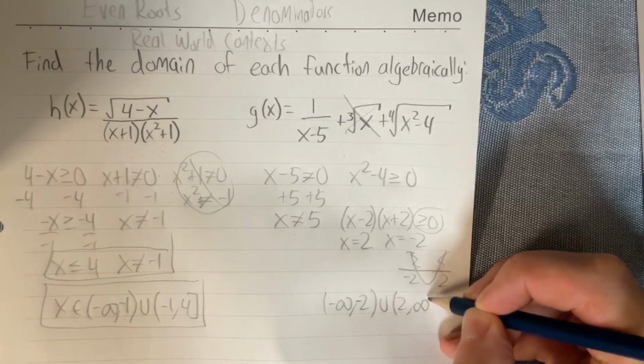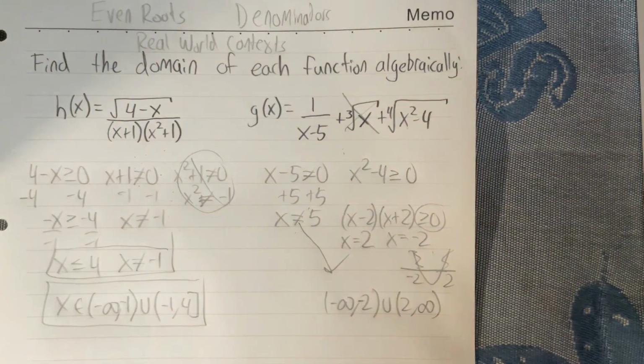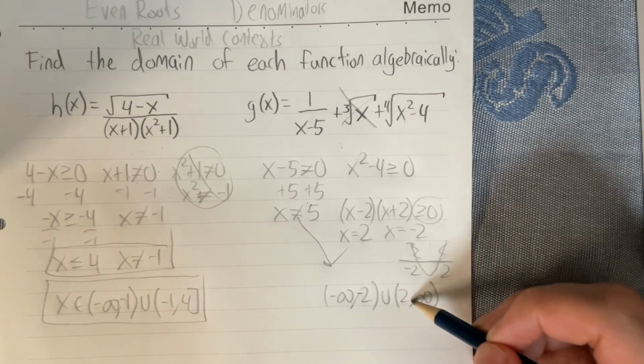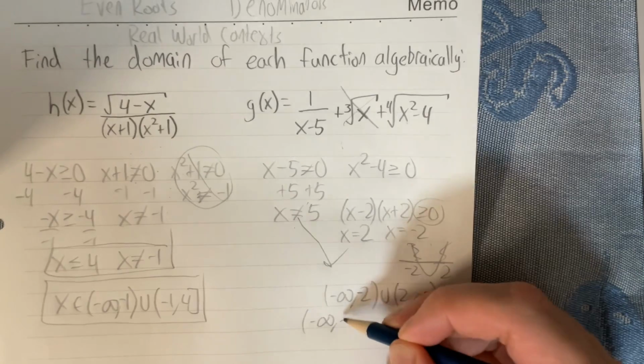And then we have one more requirement. X cannot be 5. So that's going to affect this interval here. So our final answer is negative infinity to negative 2.